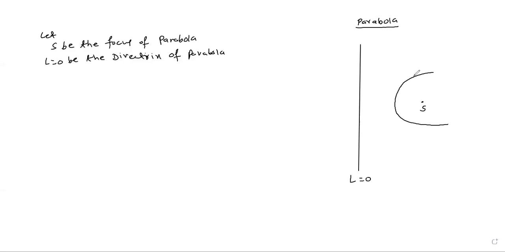Now take P (x1, y1) as a point on the parabola. For this parabola, we are taking a point S as focus and a fixed line L equal 0 as directrix, and let P (x1, y1) be a point on the parabola.